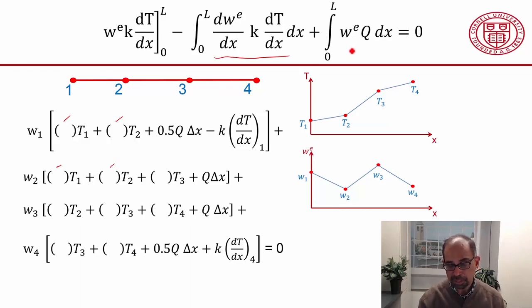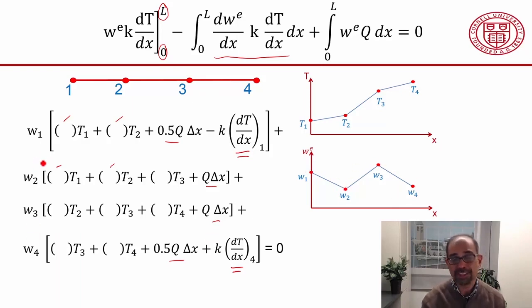We know that from integrating the source term, we will get these terms here, and that will multiply all the weights at the nodes. And for this term here, when I evaluate it at the right boundary, I will get this term here, and then when I evaluate it at the left boundary, I'll get this term here.